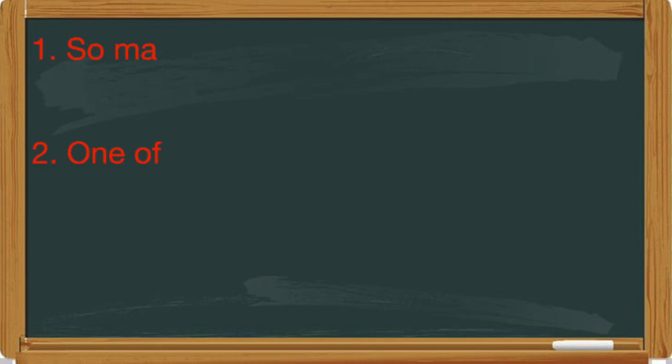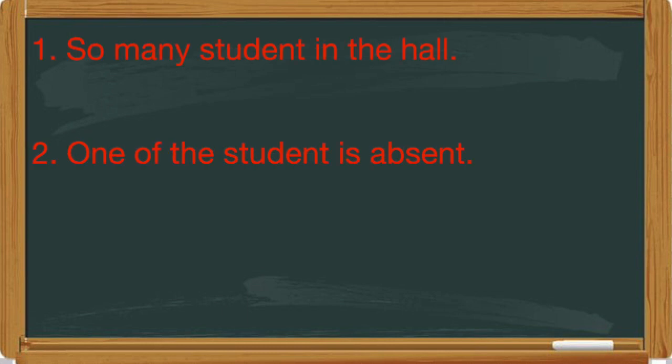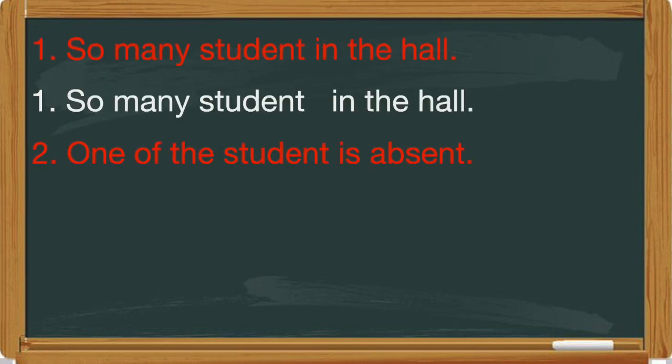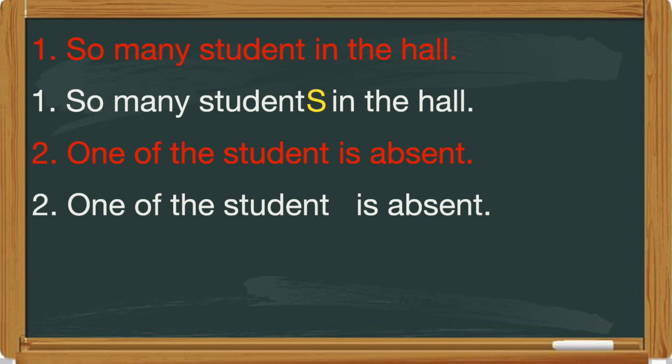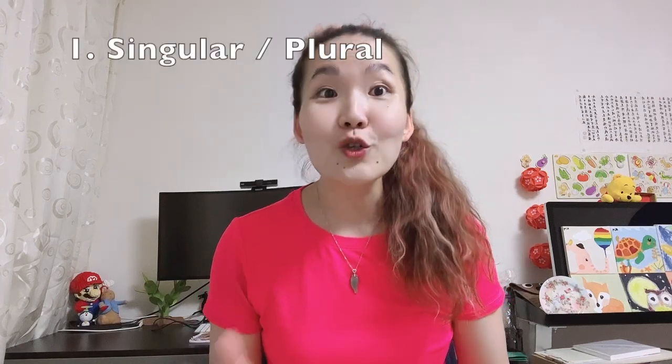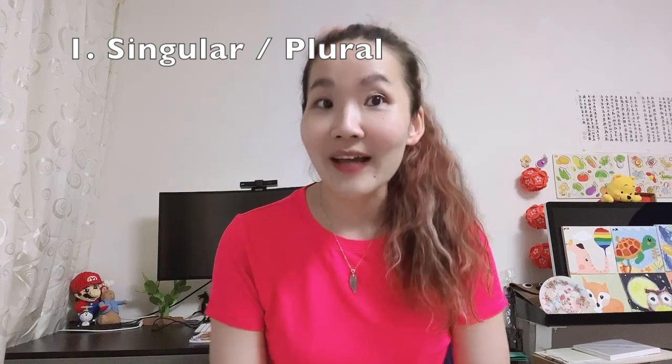That's right. The word student should be plural. For number one, so many means it's not only one. And for number two, the phrase one of the also means more than one. Whenever you see this phrase, one of the, it's always followed by a plural noun. One of the students, one of the teachers, one of the restaurants, etc. So the mistake made here has to do with singular and plural nouns.